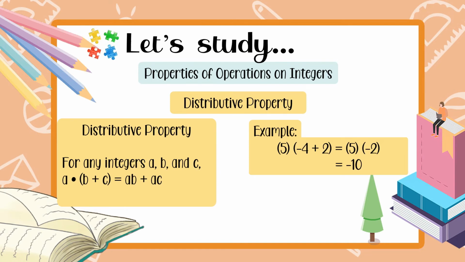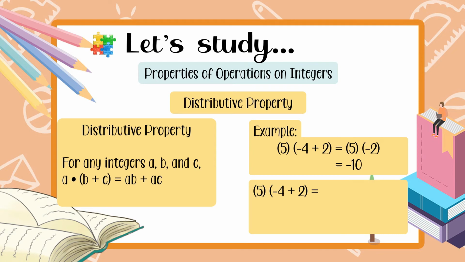But if we use distributive property, it goes like this. 5 times the quantity of negative 4 plus 2. So, ang gagawin mo, you just have to multiply 5 in each number inside the parentheses. So, we will get 5 times negative 4 plus 5 times positive 2. Ayan. Nakamultiply si 5 doon sa dalawang number sa loob ng parentheses.